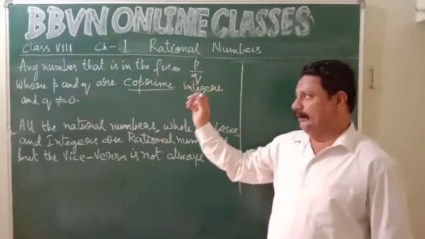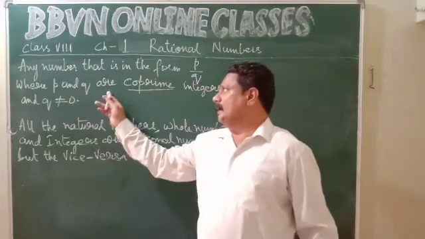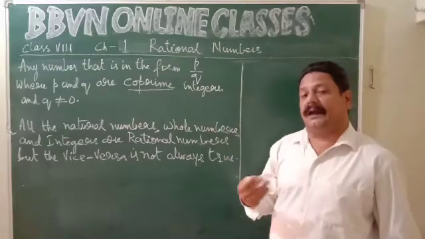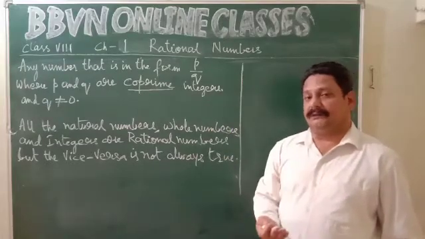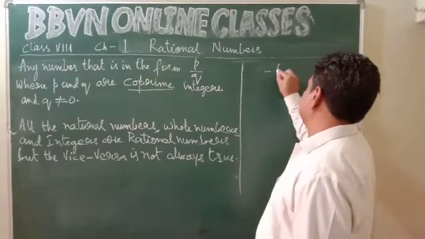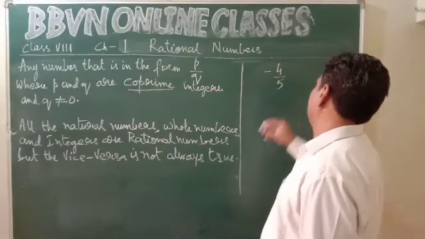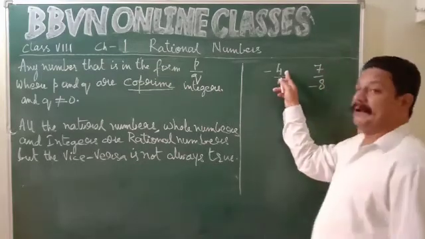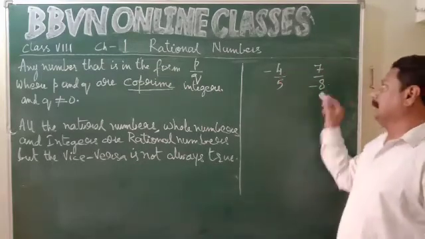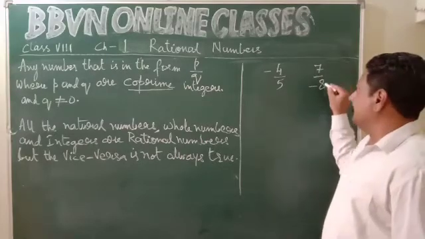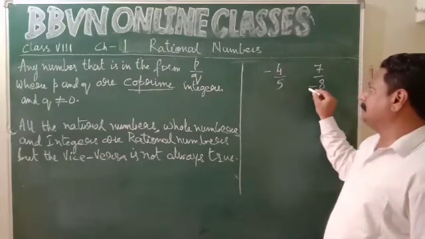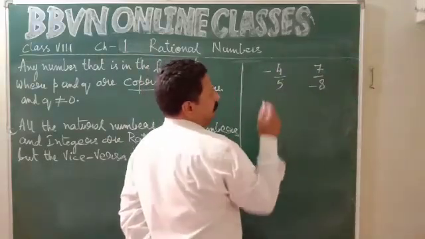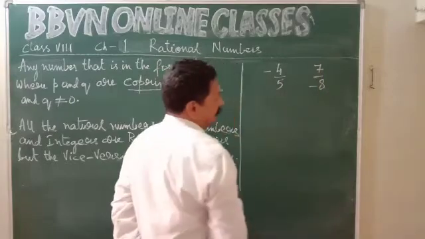Coming back to the definition, any number that is in the form P upon Q, that is numerator upon denominator, where P and Q are co-prime integers. They can be integers. They can carry a positive sign or a negative sign, like minus 4 upon 5 or 7 upon minus 8. 4 is not a prime number, but 4 and 5 are co-primes. 8 is not a prime number, but 7 and 8 are co-primes. Negative sign can be there. So they are integers. Minus 4 is an integer, 5 is an integer, 7 is an integer, minus 8 is an integer.